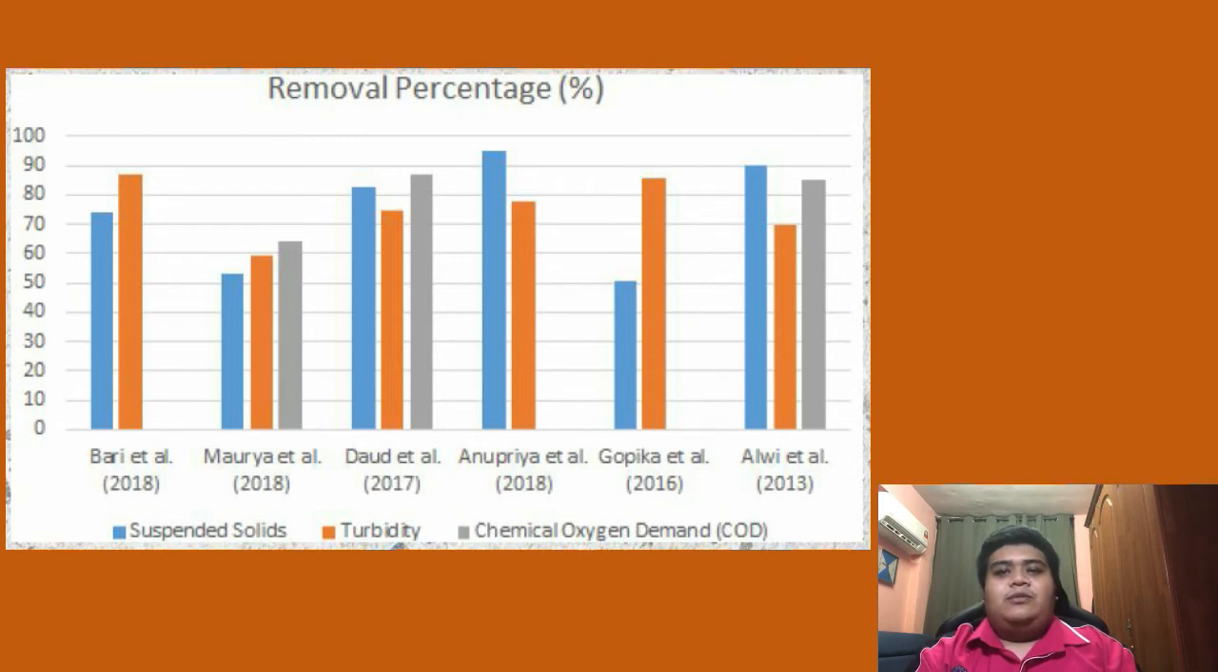The studies that were made previously were made based on various types of wastewater, such as municipal wastewater, textile industry wastewater, and kitchen wastewater. Overall speaking, banana stem bioadsorbent shows the capabilities of absorbing all three parameters such as turbidity, suspended solid, and chemical oxygen demand.